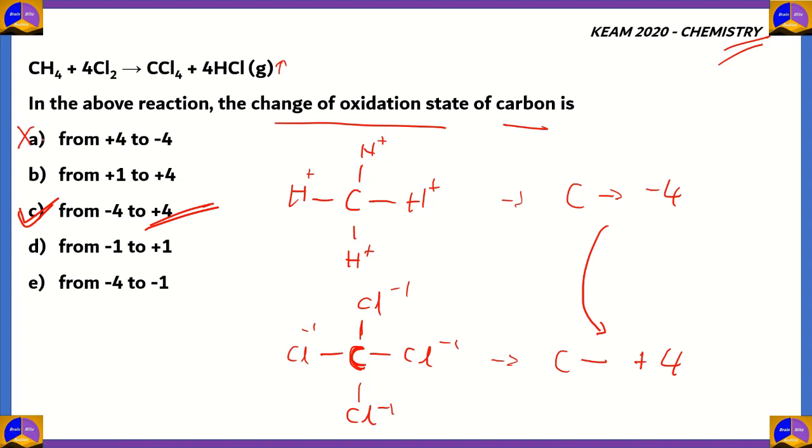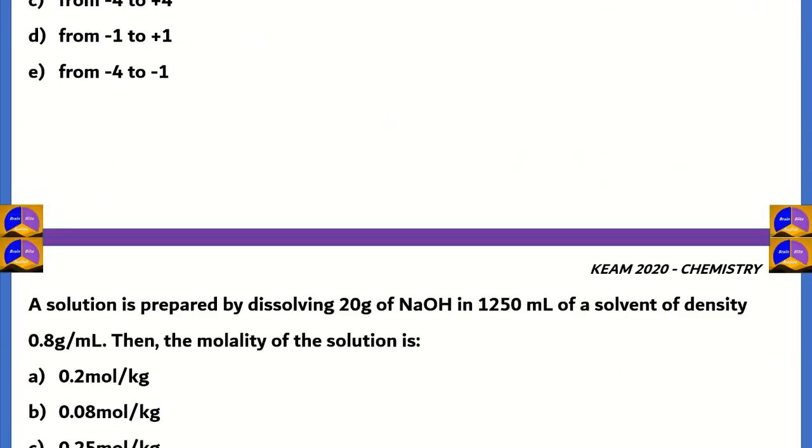Option A is incorrect because for that you would have to start from CCl4 and then move towards CH4. And +1 to +4 is incorrect because the charge is incorrect. Again, option D, the charge is incorrect. And option E also has an incorrect charge. So option C is the correct option for this question.